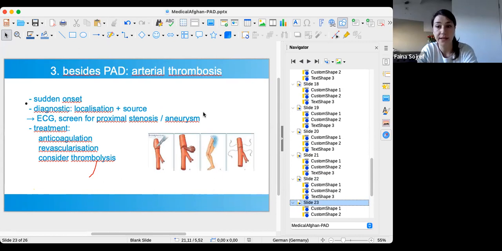And this transitions us nicely to the topic of arterial thrombosis. Why is that? Because arterial thrombosis can look just the same. Just like acute limb ischemia, it can cause pretty much the same symptoms, but it can occur in a leg or an arm that has no arterial disease itself. So we have a blood clot that has traveled from somewhere else in the body. It can be the heart, it can be an aortic aneurysm, and it travels with the blood flow and gets stuck.